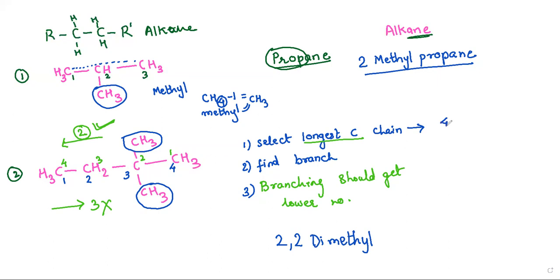There are a total of 4 carbon atoms. If 4 carbons are there, then the parent name comes out to be butane. So it is 2,2-dimethyl butane. So its name will be 2,2-dimethyl butane, which is your answer.